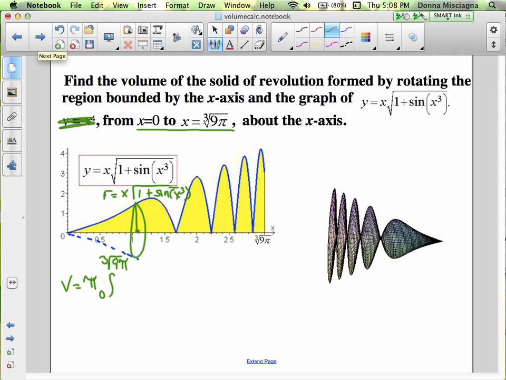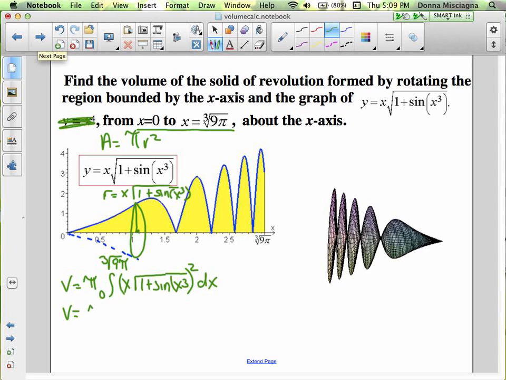So remember our area is pi r squared. We got the pi. We need the r squared. So that's going to be x times the square root of 1 plus sine x cubed, that's squared, and then dx. And actually, if this were not being squared, we'd have a problem. But because it's being squared, things will get better.